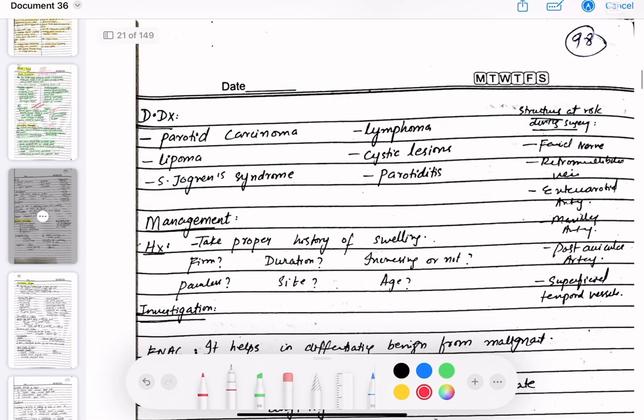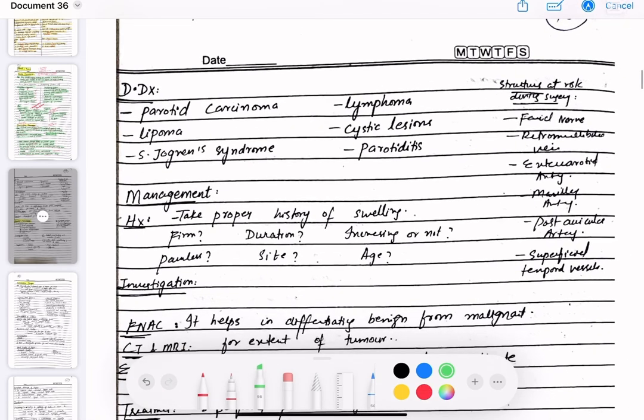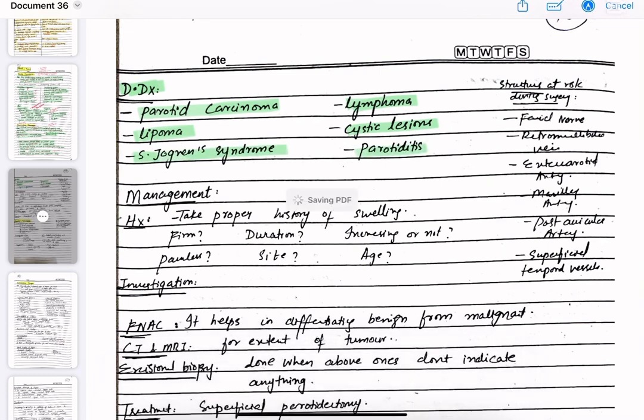Now the differential diagnosis of pleomorphic adenoma is parotid carcinoma, lipoma, lymphoma, cystic lesions, parotiditis, and Sjogren syndrome. You should remember these: it can be parotid carcinoma, lipoma, lymphoma, cystic lesions, parotiditis, or Sjogren syndrome.